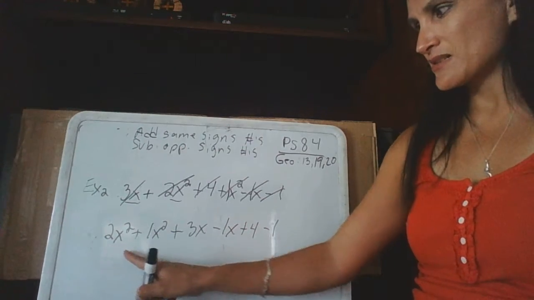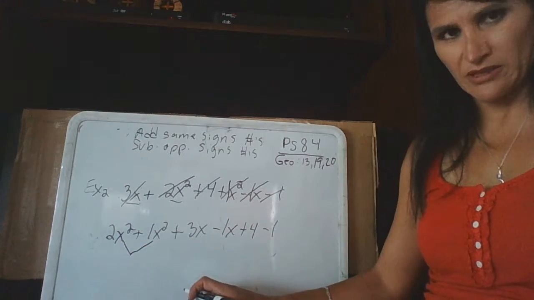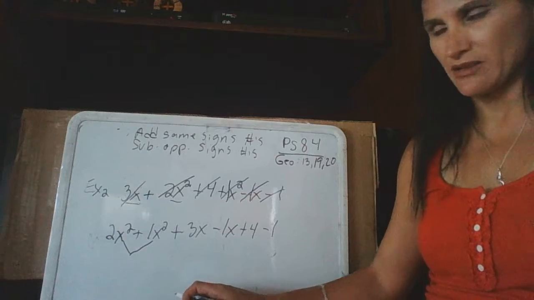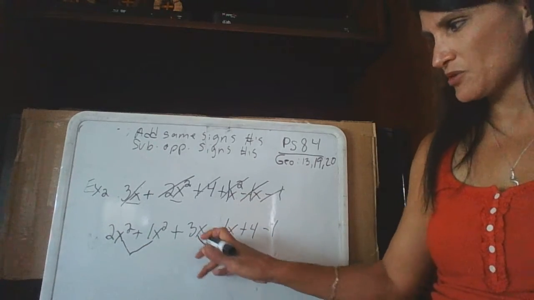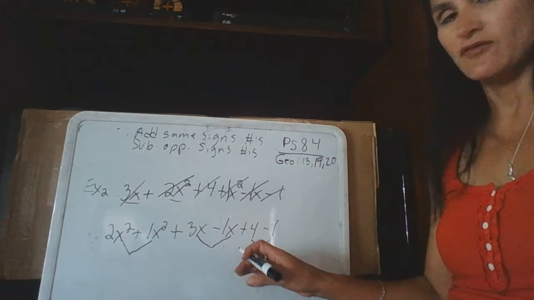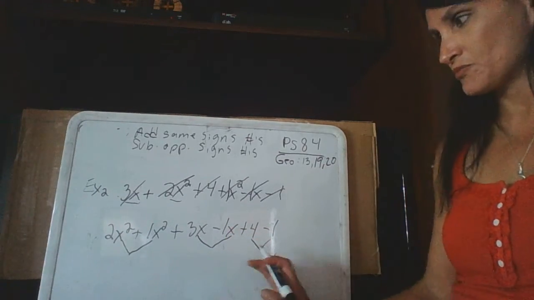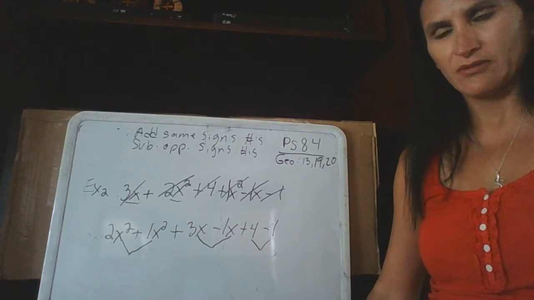I have 2x squared plus 1x squared. This is one family. They're the same family. They both have the same last name, x squared. This is a different family. They both have the same last name, x. This is a different family. They have no x's. So they're 1, 2, 3 terms. This is actually a trinomial, okay?